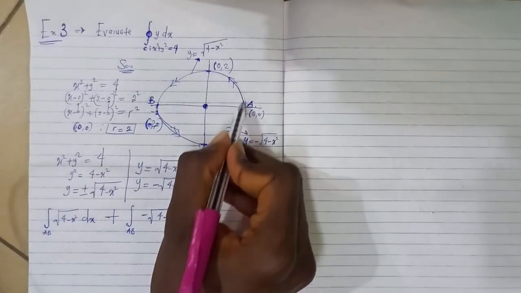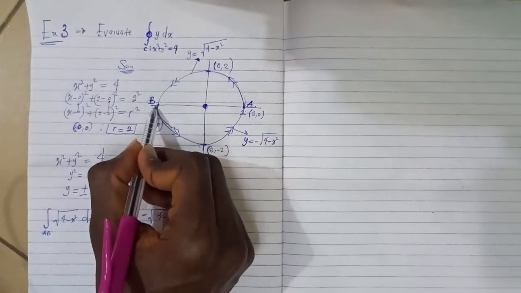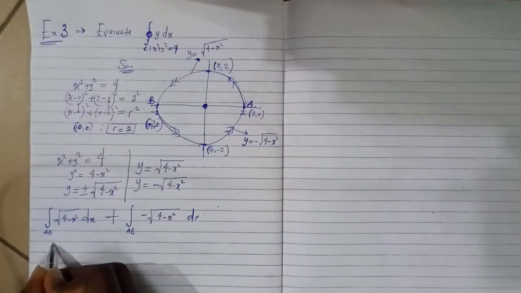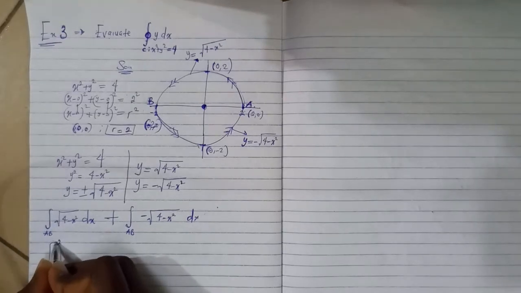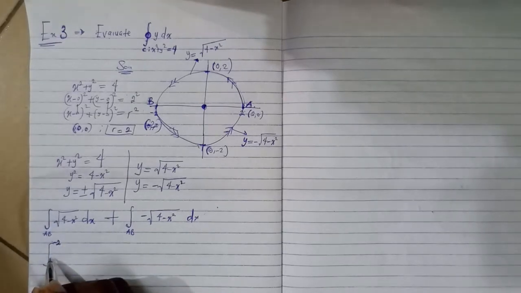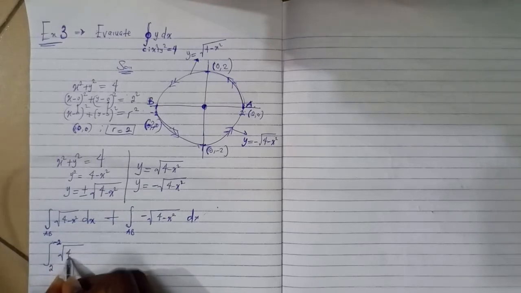Right? x starts from 2, it ends where? When x is minus 2. So here in this case, we should have from 2 to minus 2. This is the end point. So that's the change in x expression. So I have square root of 4 minus x squared, then dx.